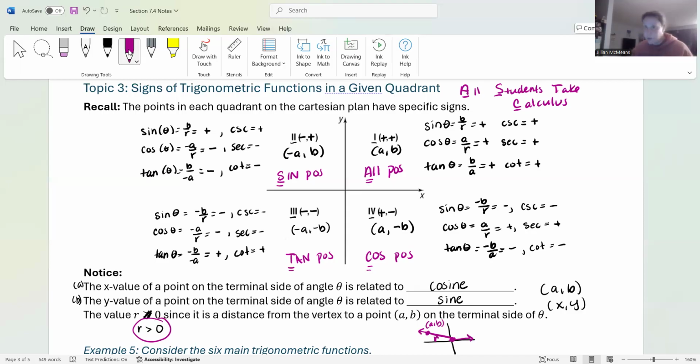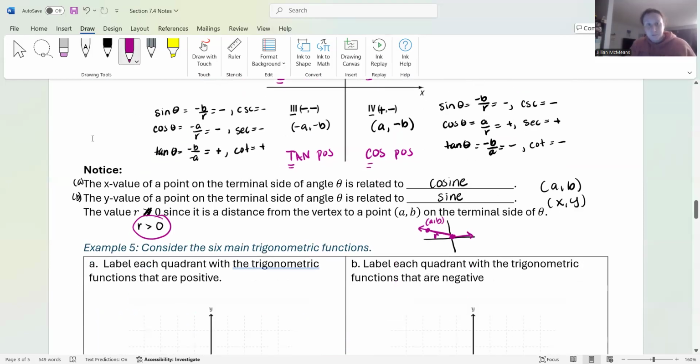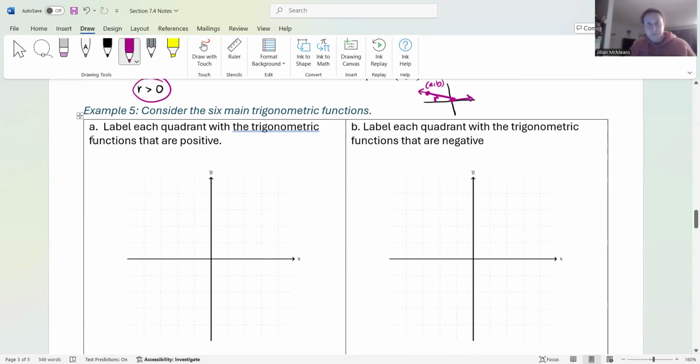Okay. So I know that was a little bit tedious working through all that, but I think it's worthwhile. Okay. Now let's come down here. It says in example 5, consider the 6 main trigonometric functions. Label each quadrant with the trigonometric functions that are positive. So let's see if we can remember this. Remember, all students take calculus.